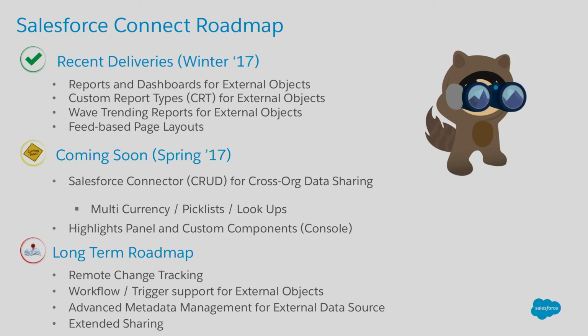I probably mentioned earlier, with Winter '17, the key feature that we released was reporting and dashboards as well as wave trending. In addition, we also made some changes to the layout for external objects. So we added feed-based page layouts. In Spring, what we are currently working on is to GA the Salesforce Connector CRUD capabilities. Today, that's only available in pilot. So it's the idea that you can link Salesforce orgs with each other, and you can actually read and write. So you could, for example, create an opportunity from your org in a different org.